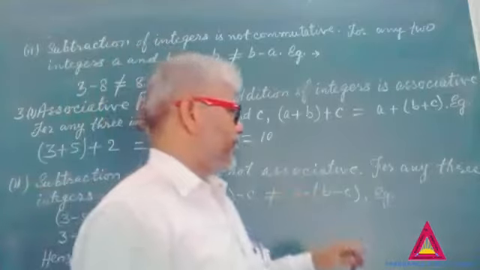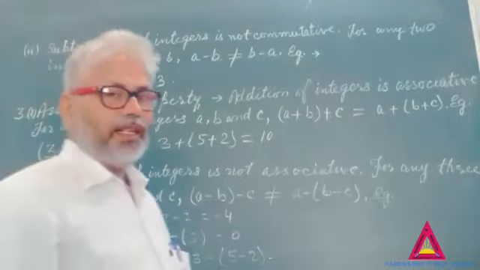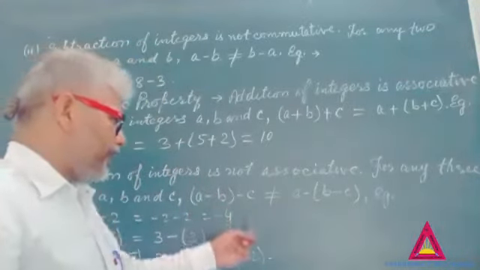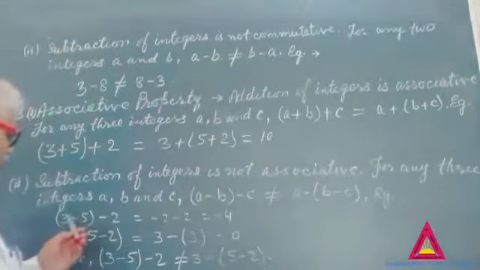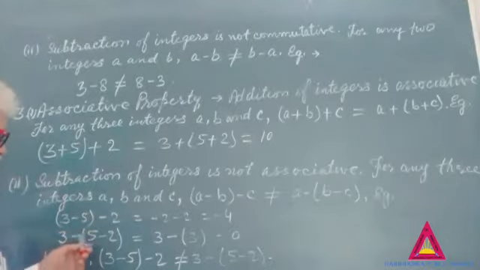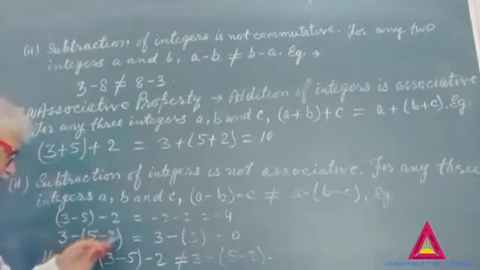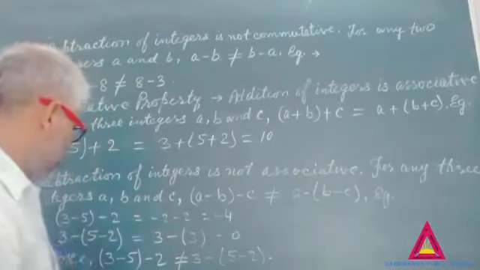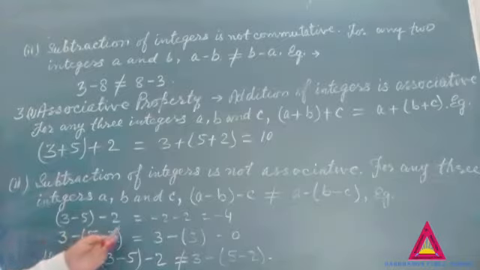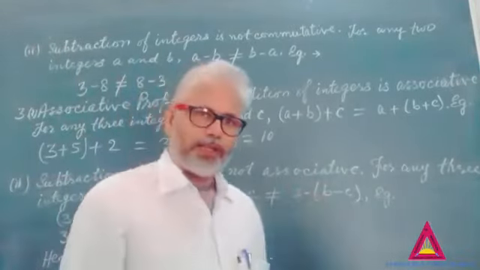Subtraction of integers is not associative. For any three integers a, b and c, (a minus b) minus c is not equal to a minus (b minus c). For example, (3 minus 5) minus 2 is equal to minus 2 minus 2, which is equal to minus 4. If we simplify 3 minus (5 minus 2), it will be equal to 0. So clearly you can see that (3 minus 5) minus 2 is not equal to 3 minus (5 minus 2). So we say that subtraction of integers is not associative.